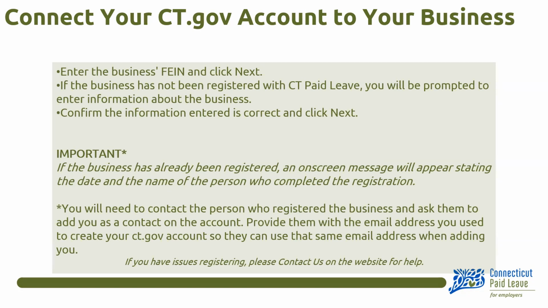Now that you've entered your contact information, it's time to connect your ct.gov account to your registration. To do this, enter your FEIN. Please be sure to enter it exactly as is indicated by the IRS. Do not enter your FEIN incorrectly. Otherwise, it will create an additional registration in our system. If this happens, you will need to reach out to us via the Contact Us portal on the website. Once you've confirmed your FEIN, click Next.